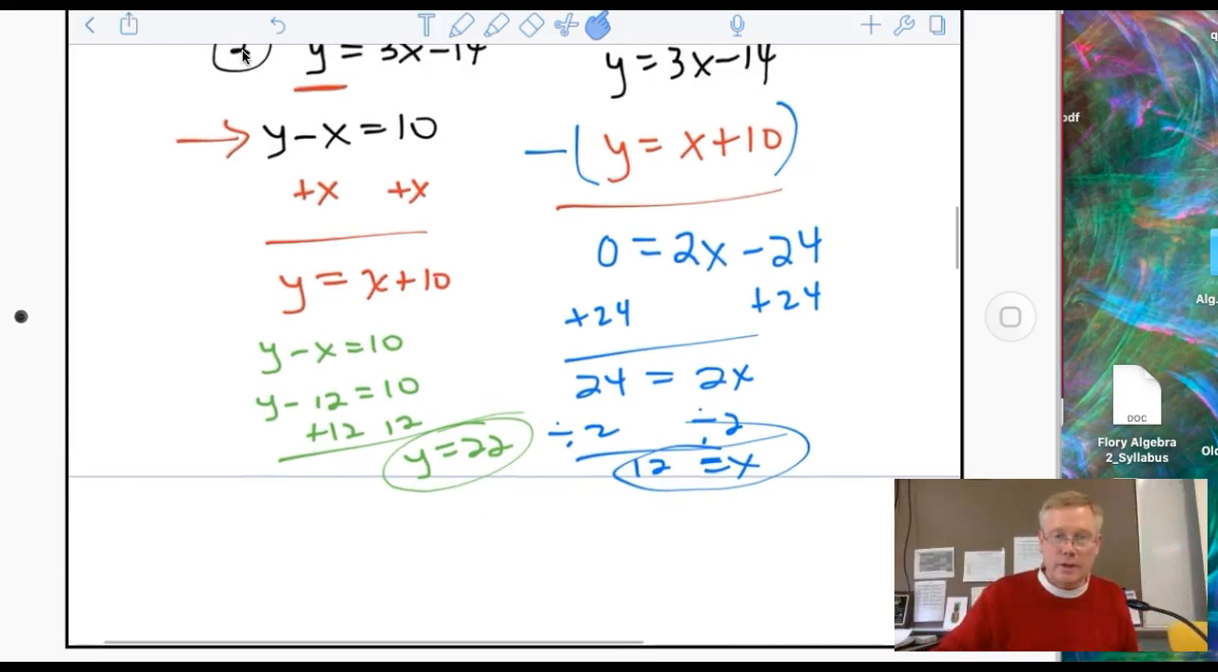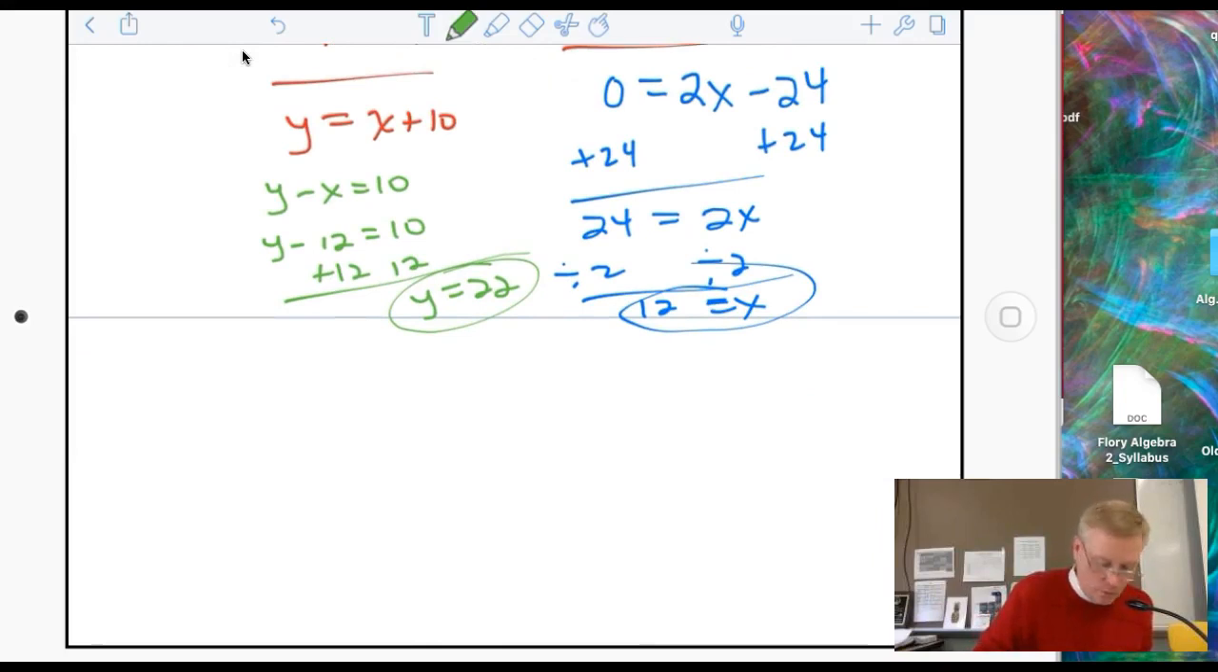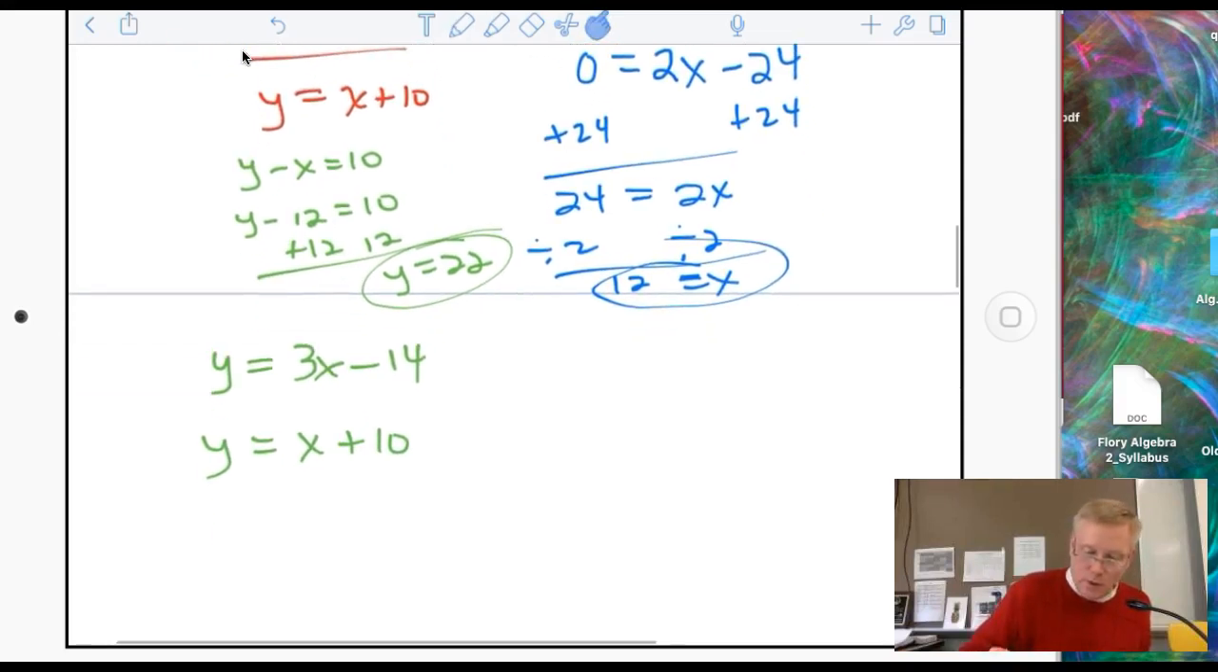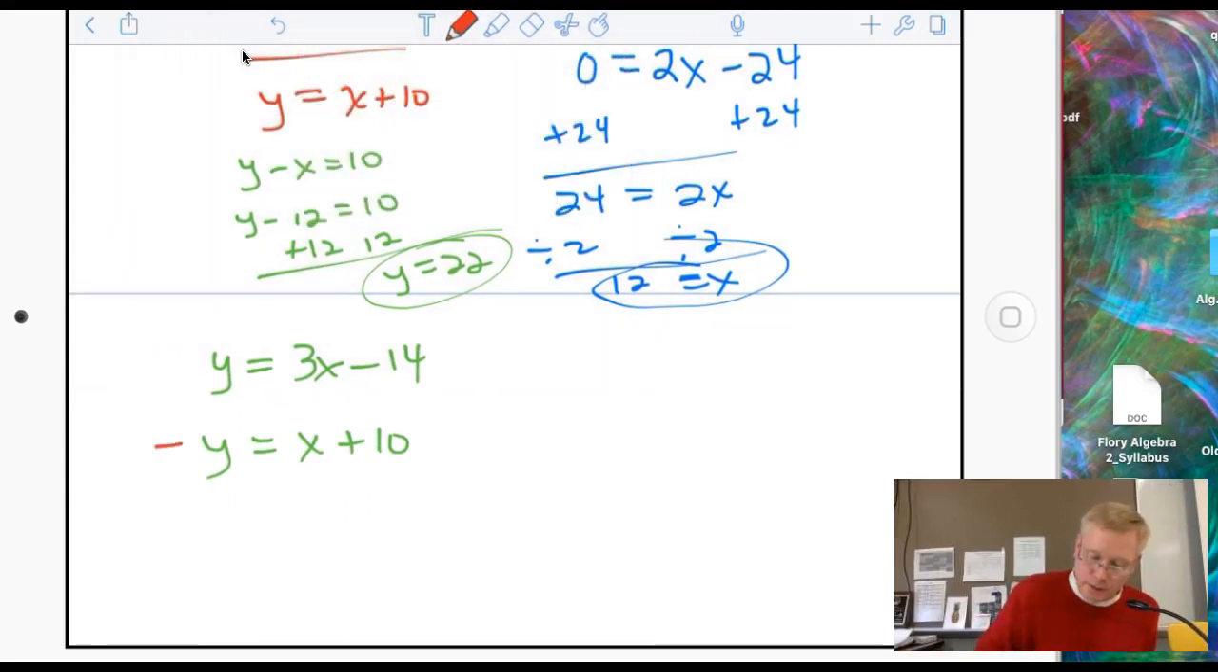Another way you can do this, instead of subtracting, and I just want to show you this quickly, is to suppose I took those equations, y equals 3x minus 14 and y equals x plus 10. Sometimes I just like to change all the signs. I find I make fewer mistakes. Instead of subtracting them, if I multiplied them all by negative 1, let me actually write that out, because you can multiply this whole equation times negative 1.